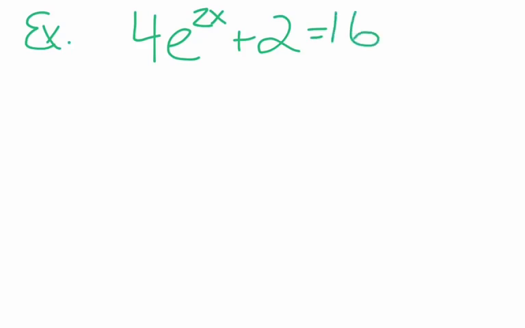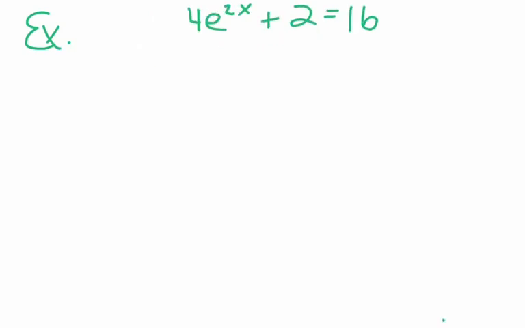So we have example 4: 4e to the 2x plus 2 is equal to 16. That's huge. There we go. That's a little bit better. I keep running out of space writing these. It's probably because I'm writing the problem super huge.